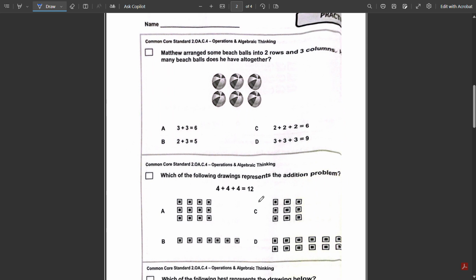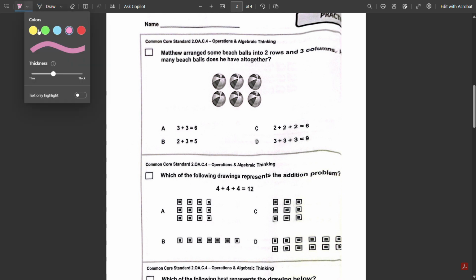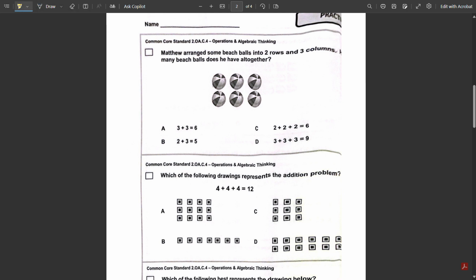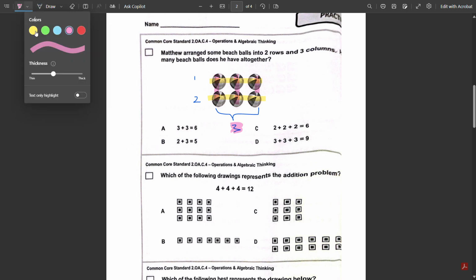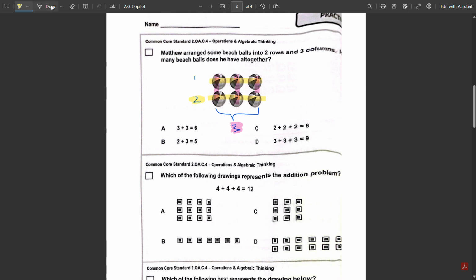Page 2. Matthew arranged some beach balls into 2 rows and 3 columns. How many beach balls does he have altogether? So first we count how many rows there are. So there's 1, 2 rows of beach balls. So that's how many numbers we're going to be adding. Then we have to find out how many are in each row, which is 1, 2, 3. So now we have to add 3 2 times. So it's 3 plus 3 is 6, which is A.